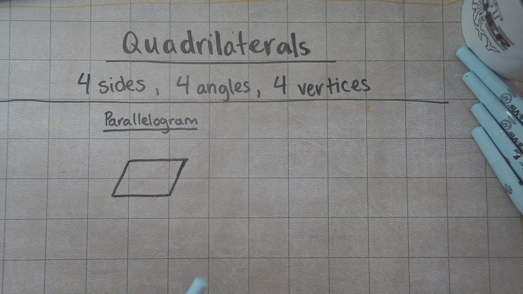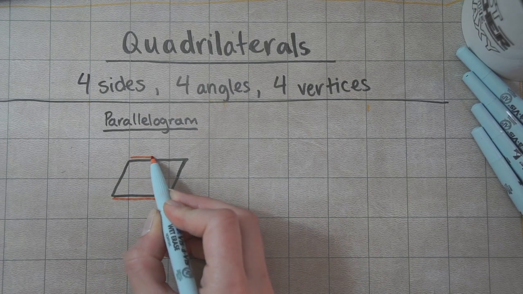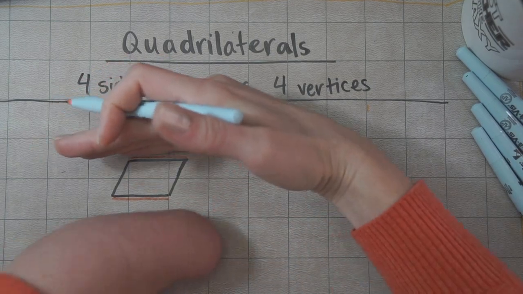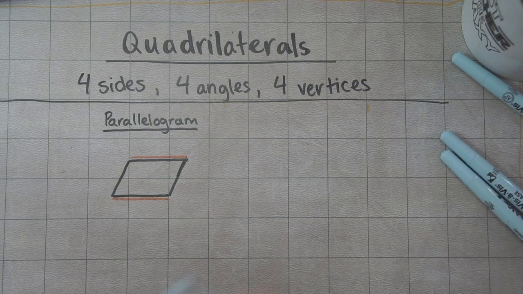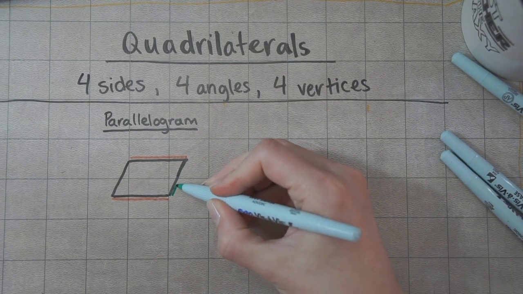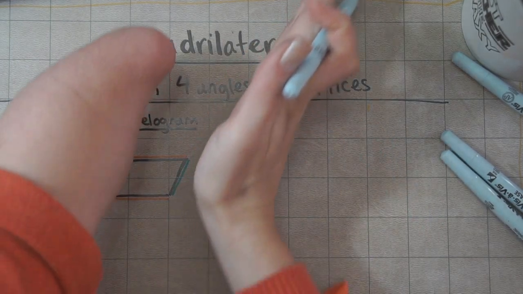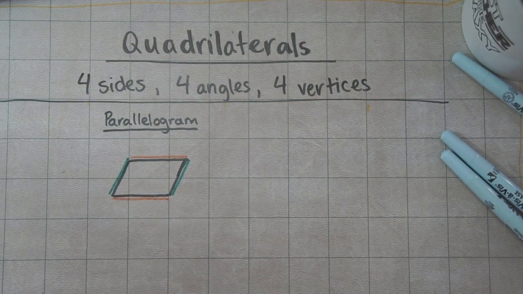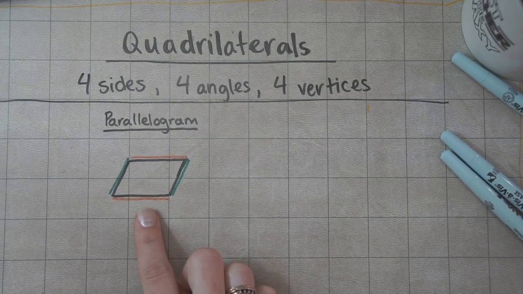In this one I've drawn, you can see that this side and this side are parallel. Even if they kept going, they would never touch each other. You can also see that this side and this side are parallel. They would go diagonally, but they would never ever touch each other. Most of the quadrilaterals you've learned about in school fit in the parallelogram family. So we're going to spend some more time talking about parallelograms in just a minute.